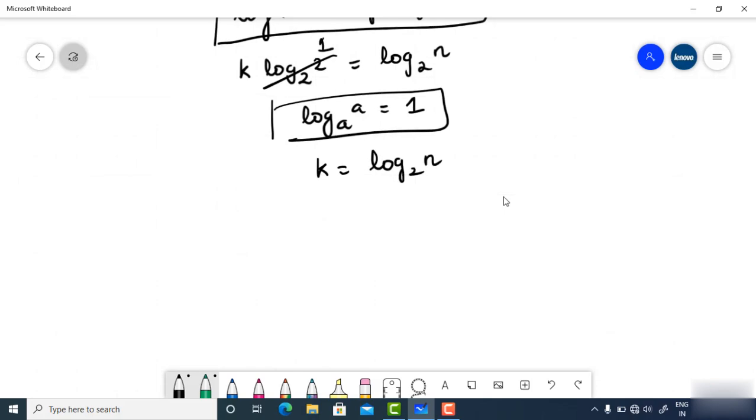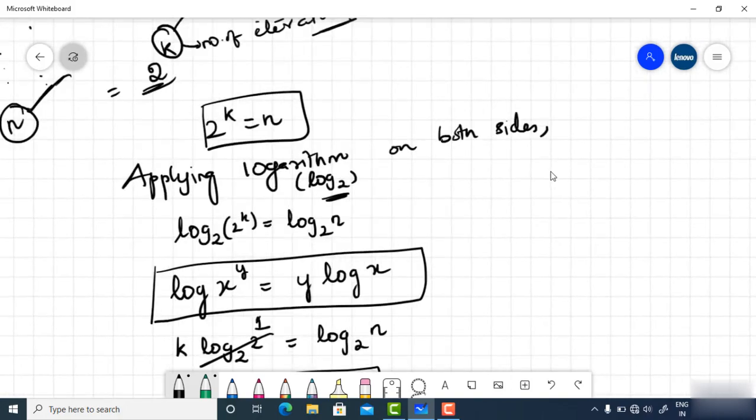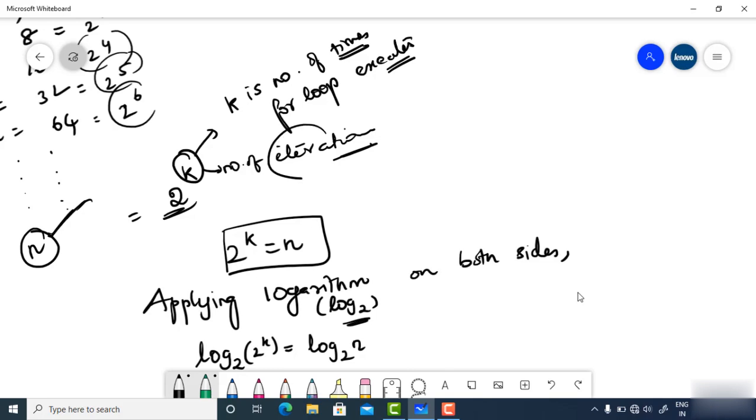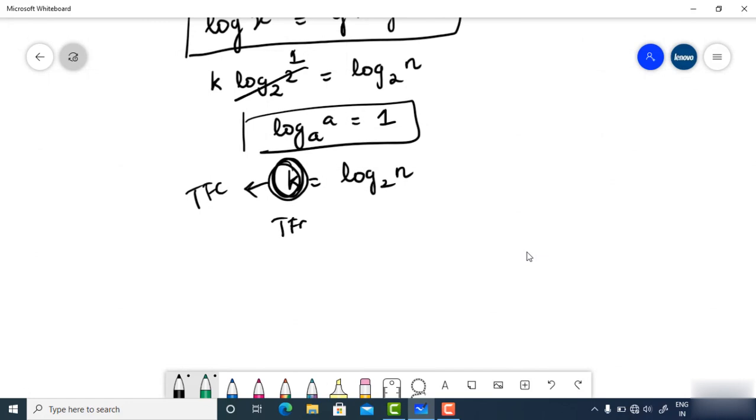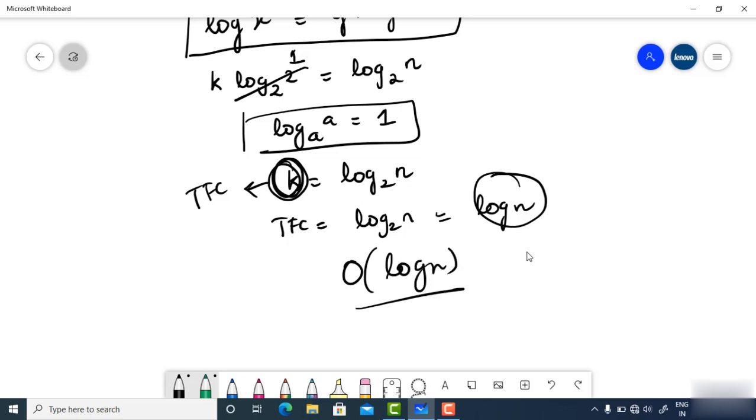And k is the number of times the program executes. So this is the total frequency count, the number of times the program executes, or number of iterations. That is exactly the total frequency count, right? Hooray! So the total frequency count here is log base 2 of n, or you can say log n, right? So the big O is definitely log n for this particular algorithm, right?